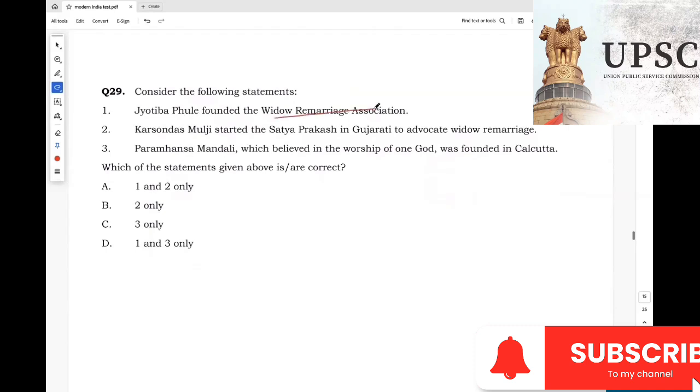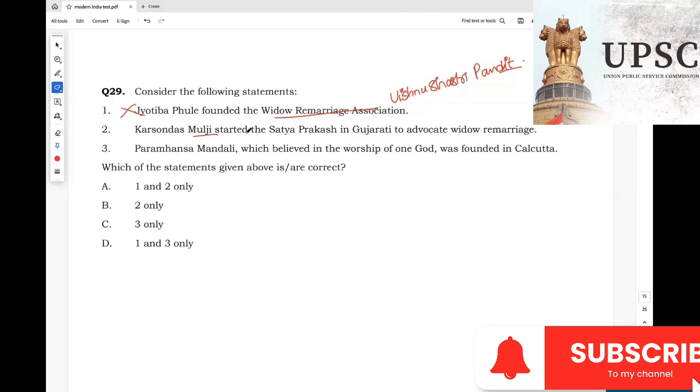Jyotiba Phule founded the widow remarriages. No, not at all. It was Vishnu Sastri Pandit who founded this widow remarriage association. Jyotiba Phule actually helped in promoting widow remarriage. Widow Remarriage Act, Ishwar Chandra Vidyasagar. Widow Remarriage Association, Vishnu Sastri Pandit. And widow remarriages through institution is Jyotiba Phule. So Jyotiba Phule created a kind of hostel, right? A place where widows can stay, they can get the education, and later on they can get remarried, right?